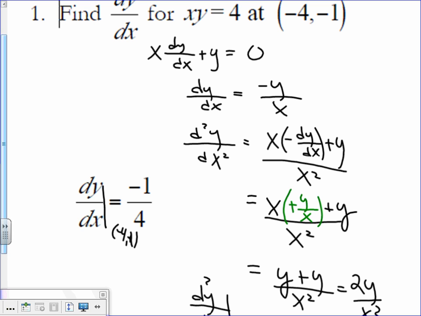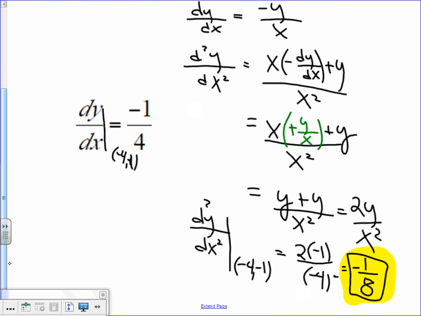You did. Well, did you get, you had to substitute in for negative dy dx, you put in y over x? Because dy dx came out to be negative y over x. So when you substitute in, oh, yeah, but still, if you got the numerator 0, you would get 0. Because you should have y plus y, or 2y, over x squared for the second derivative. Then you plug in the negative 4 for the x and the negative 1 for the y, and you get 1/8. I'm sorry, negative 1/8.